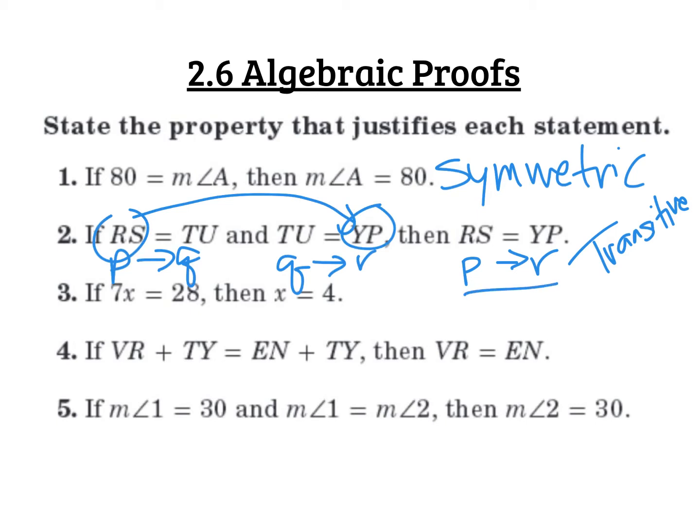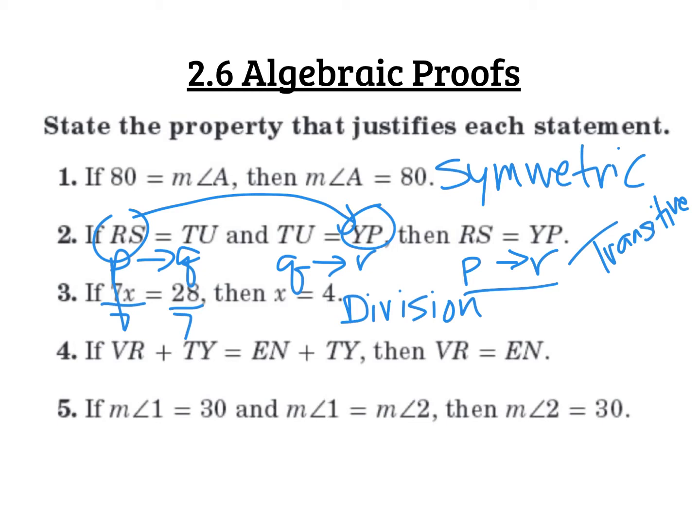The next step. Here, if you look at it, we have 7x equals 28. What do we need to do from here to get to x equals 4? Well, you need to divide by 7 on both sides. And if you divide by 7, you get x equals 4. What did we do? We did division. This is called the division property of equality.